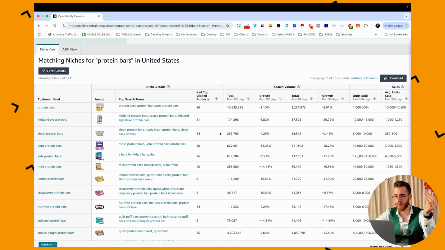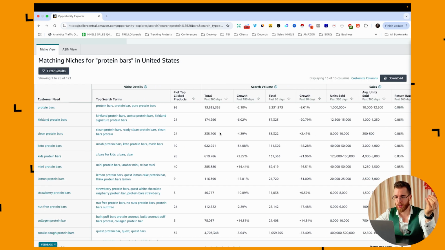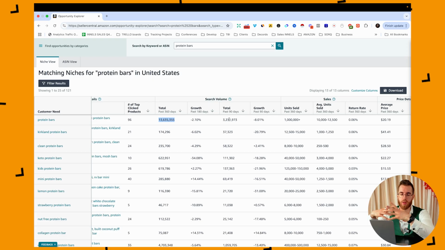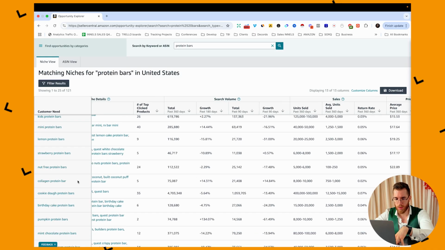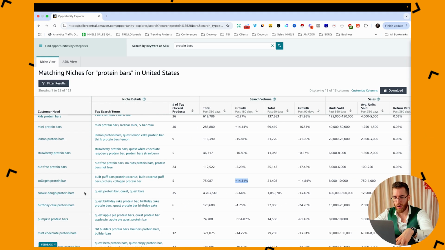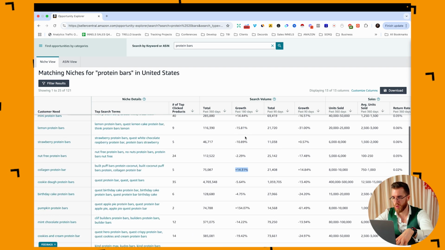But even here we get a lot of insights about how the search volume was for each of those search terms over the past year. Amazon shows you the total amount of searches, and it shows you the growth or decline, up or down. This gives you an indication of how the market is in general. If you scroll down, you might find collagen protein bars. For the past year, searches are actually 15% up. So more and more people are looking for this keyword. That might be really interesting data to look into if you're considering launching a new product in a new niche.